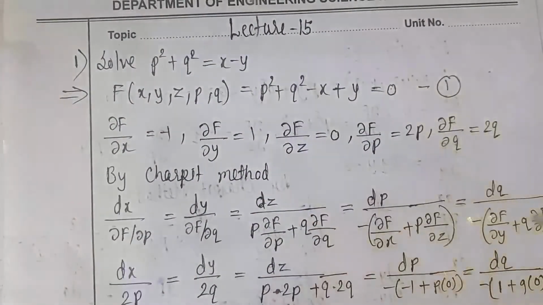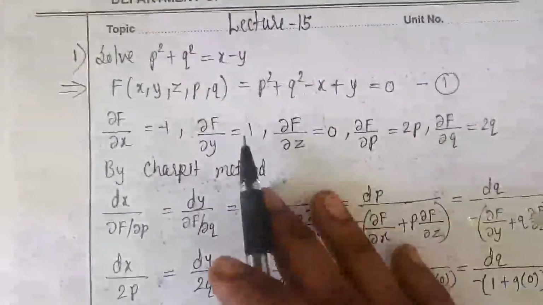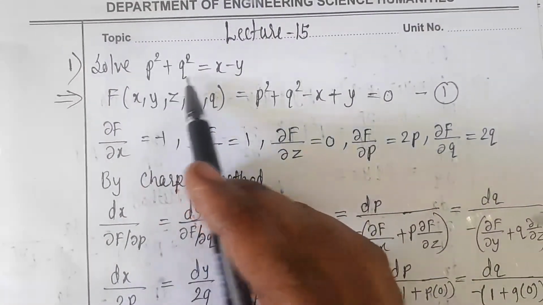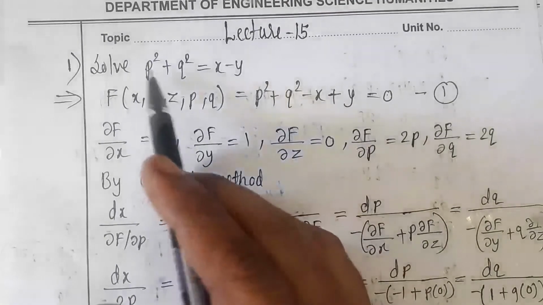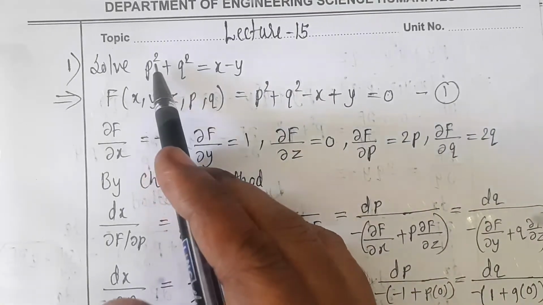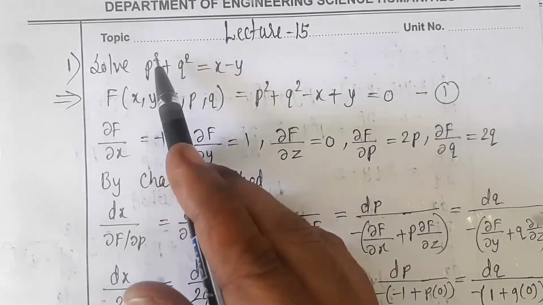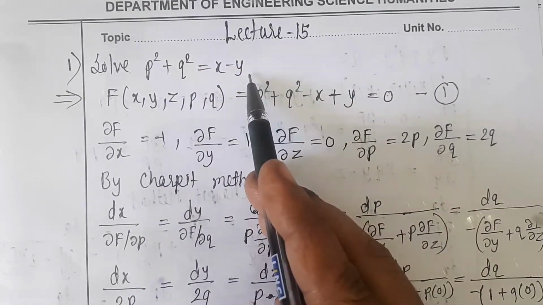So today we are going to see some examples on Charpit method. First example is solve p square plus q square is equal to x minus y. P square means first derivative square, that is all degree is 2 here, that's why it is a non-linear differential equation.